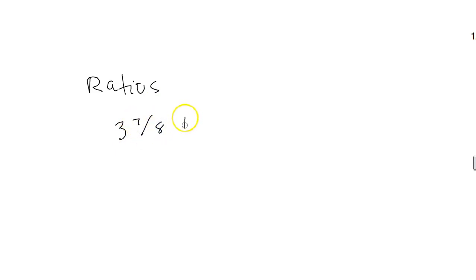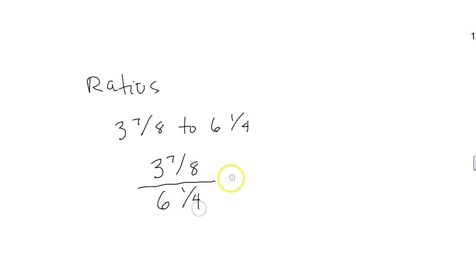And you see that word 2, 6 1/4. So the information that came first is our numerator. So I'm going to put that 3 7/8 at the top of my fraction, and I'm going to put 6 1/4 at the bottom.